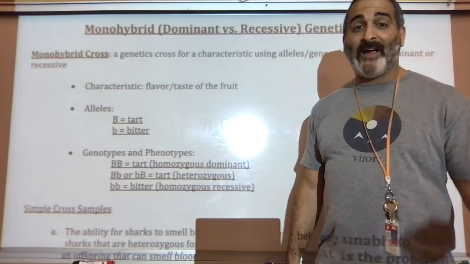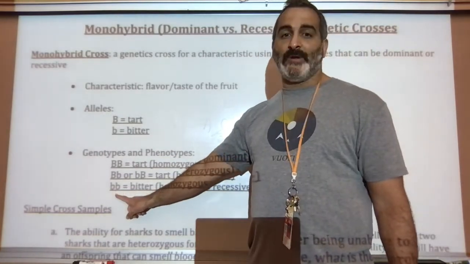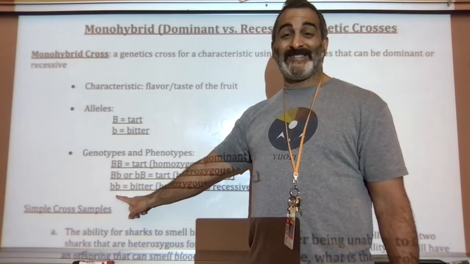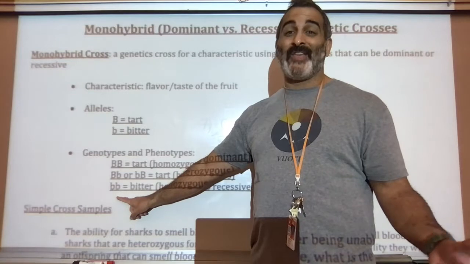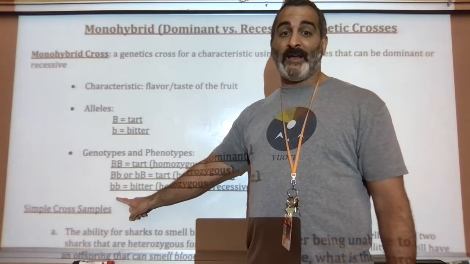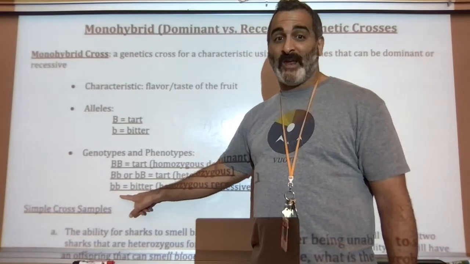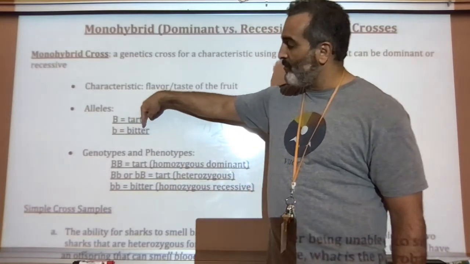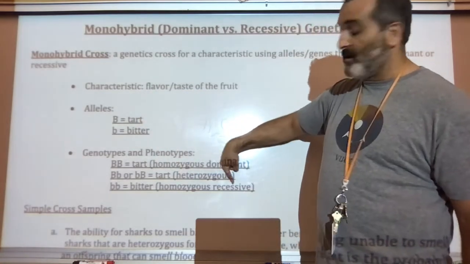All right. Finally, our last option is lowercase b, lowercase b. Those are two recessive genes. How do we know? They're lowercase. If they're lowercase, they can get covered up by a dominant. So if a fruit gets two of these lowercase b's, well, two of them would make it bitter. Okay, and that is called homozygous recessive.